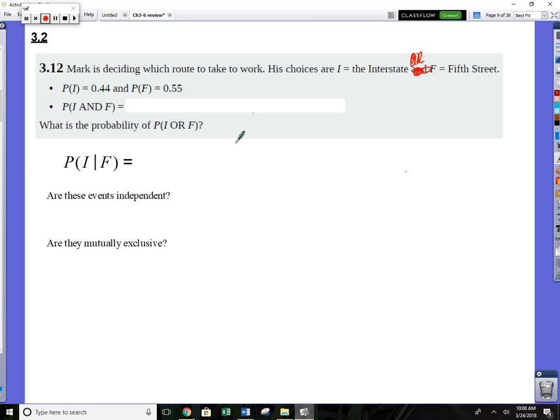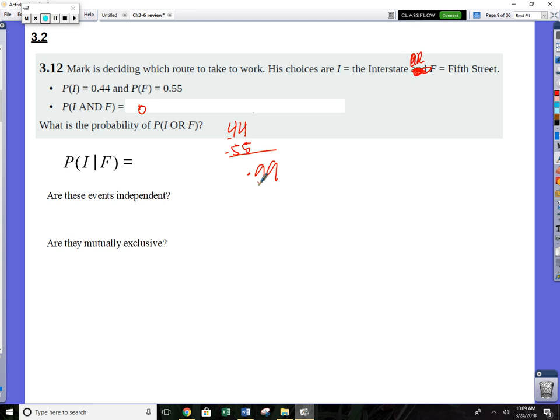So what are the chances of him going down the interstate and 5th Street? Yeah, I'm pretty sure that's a typo. This has got to be 0, because he's not going to take both routes to work. He's going to take either one or the other. What's the probability of him going on the interstate or 5th Street? Well, he's got 44% interstate, 55%. So it looks like we've got a 99% chance that he takes one of them. So he's got a 0.1% chance that he takes some scenic route or some other route.